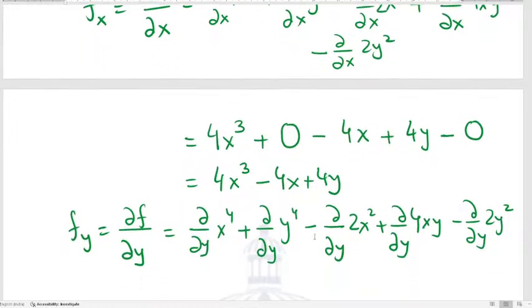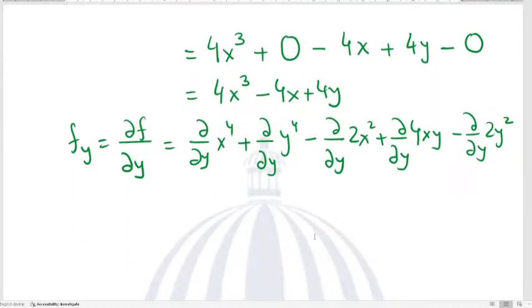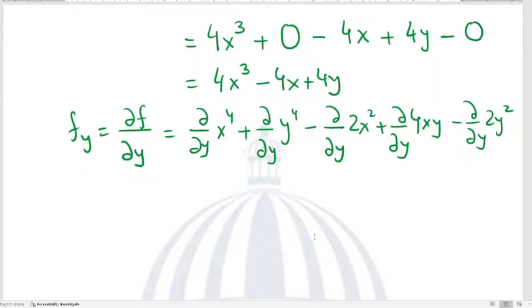Now here, when we are finding out dou by dou y, you see that x is a constant. So the first term here vanishes. Plus dou by dou y of y to the power 4, there is no x or any constant here. So it will be a normal differentiation, 4y cube, minus again here there is no y at all. So this is entirely a constant term, plus 4x is a constant.